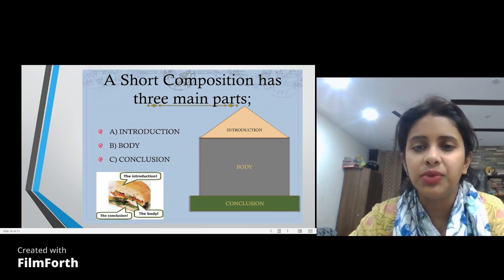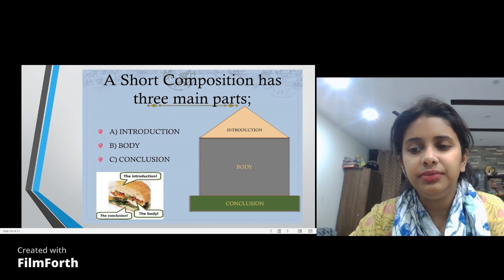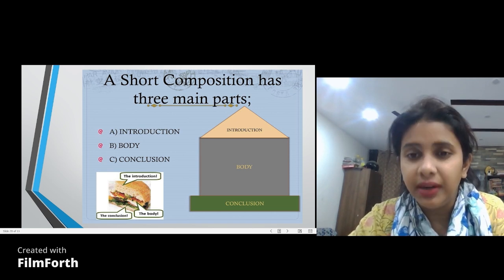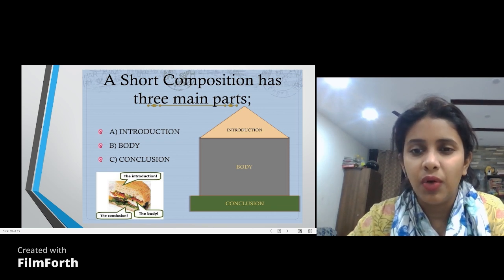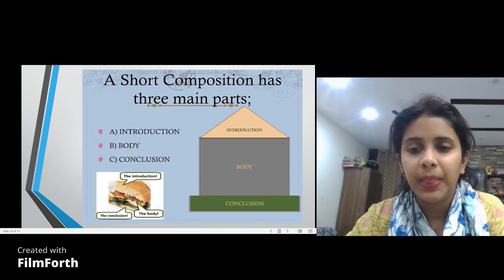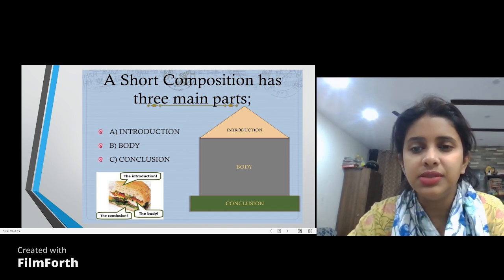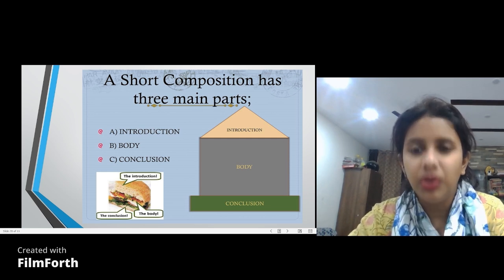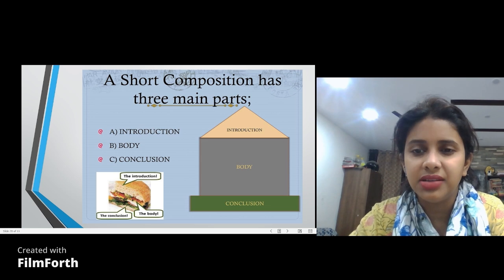Say, for example, suppose it can be any topic. If your composition is about rising illiteracy in India, or the degrading quality of education in India, or the problems of brain drain out of India. So the first thing that we need to do is introduce the topic. When I say brain drain in India, the introductory part needs to explain the word brain drain. What do you understand by brain drain? What brain drain actually is?